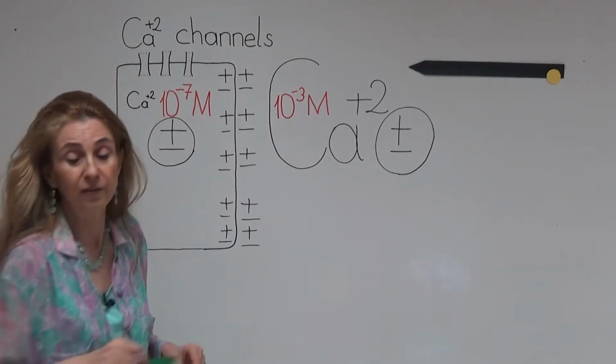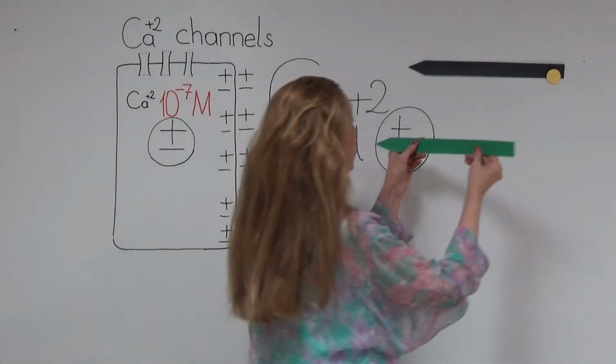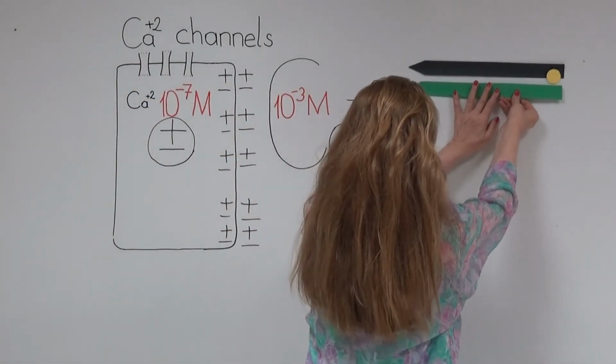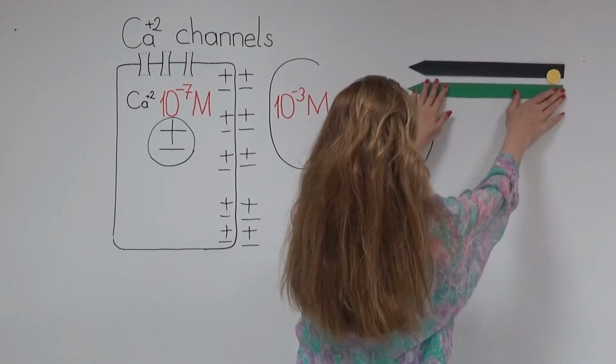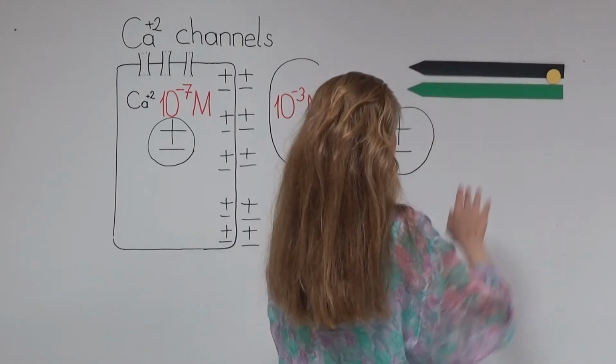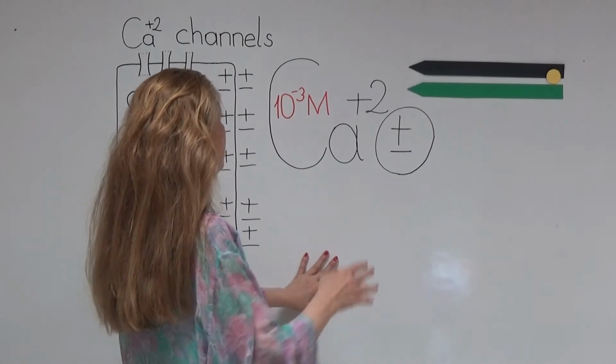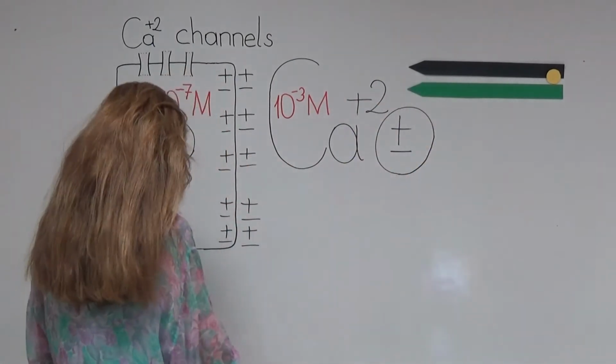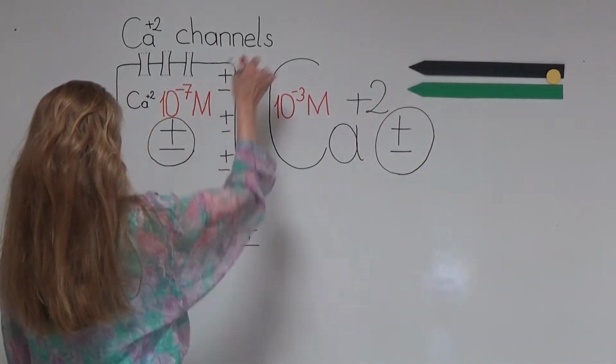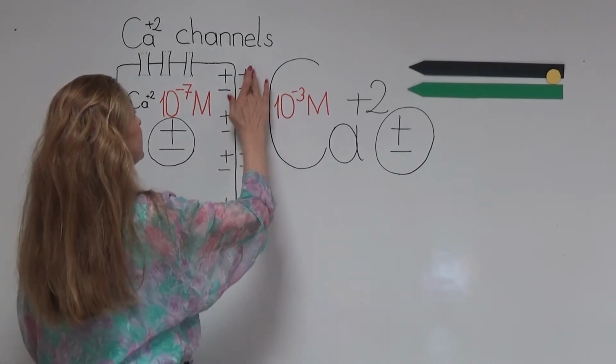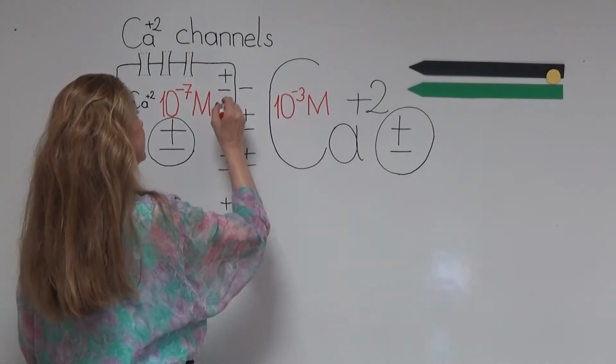Then we can calculate the electrochemical force. What is it? The electrochemical force is equal in size to the chemical force, because chemical force is the only force here. So with this force, calcium is going to move through the calcium channels into the cell. So let's take it into the cell.